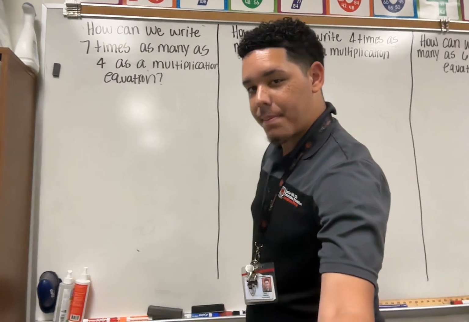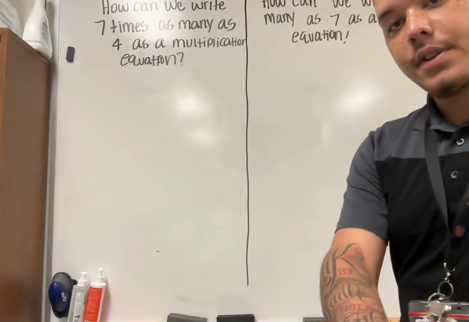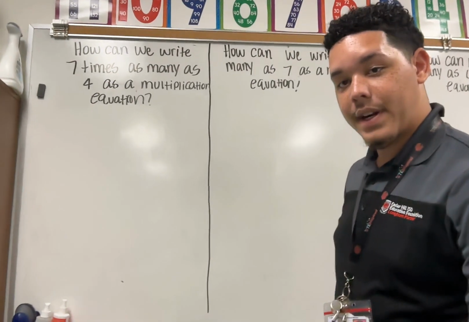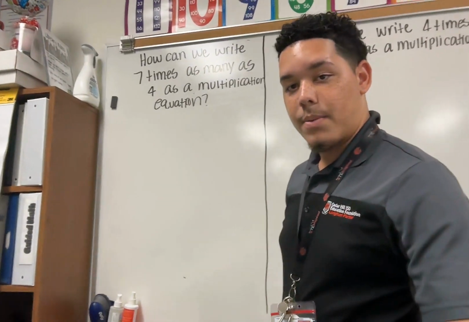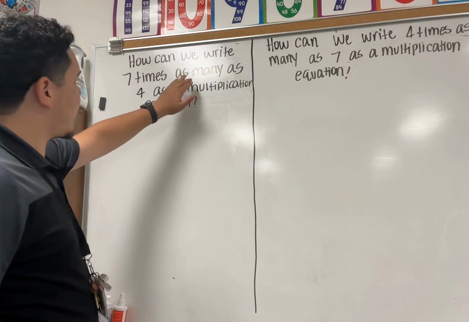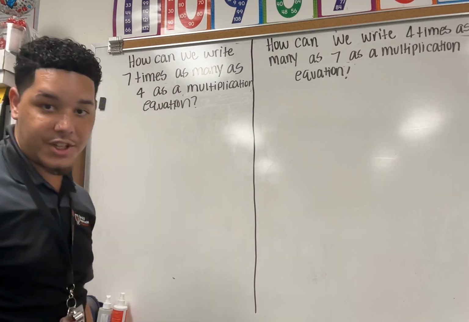So I wrote some questions up here on the board that I want us to solve, and I want us to take a look at this first question here. I know there's a glare with the light, so I'm going to do my best to move it out of the way. All right, so the question is basically asking us, how can we write 7 times as many as 4 as a multiplication equation?